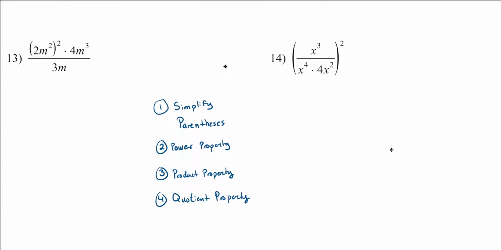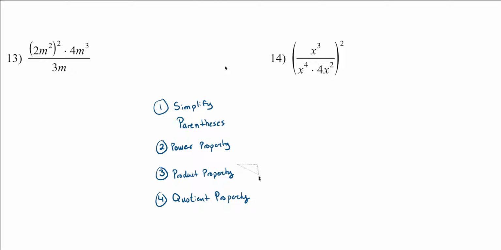Hello everybody. In this video we're going to learn how to simplify even more complex expressions. Now complex doesn't mean more difficult, it just means more steps. And as you can see we have more steps. The last ones we only had to worry about these two steps. Combining using the product property and then reducing using the quotient property.